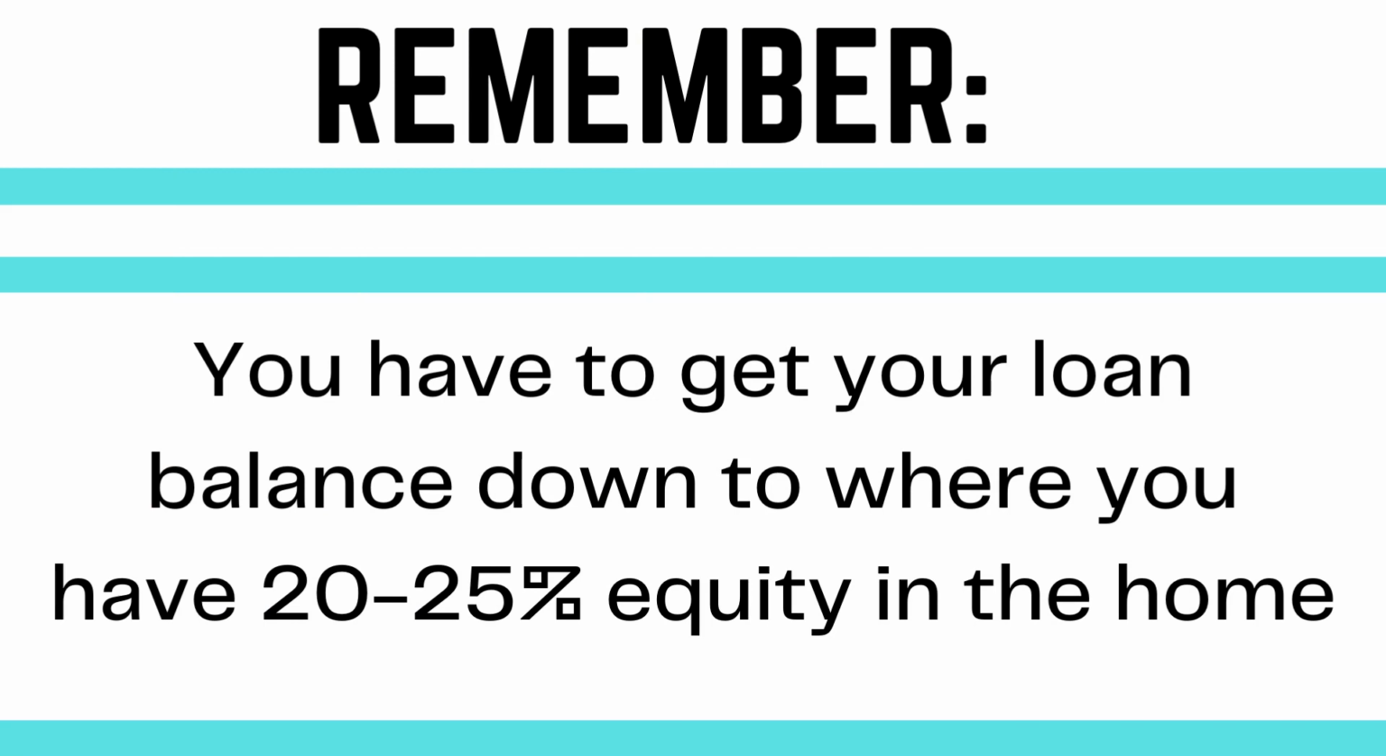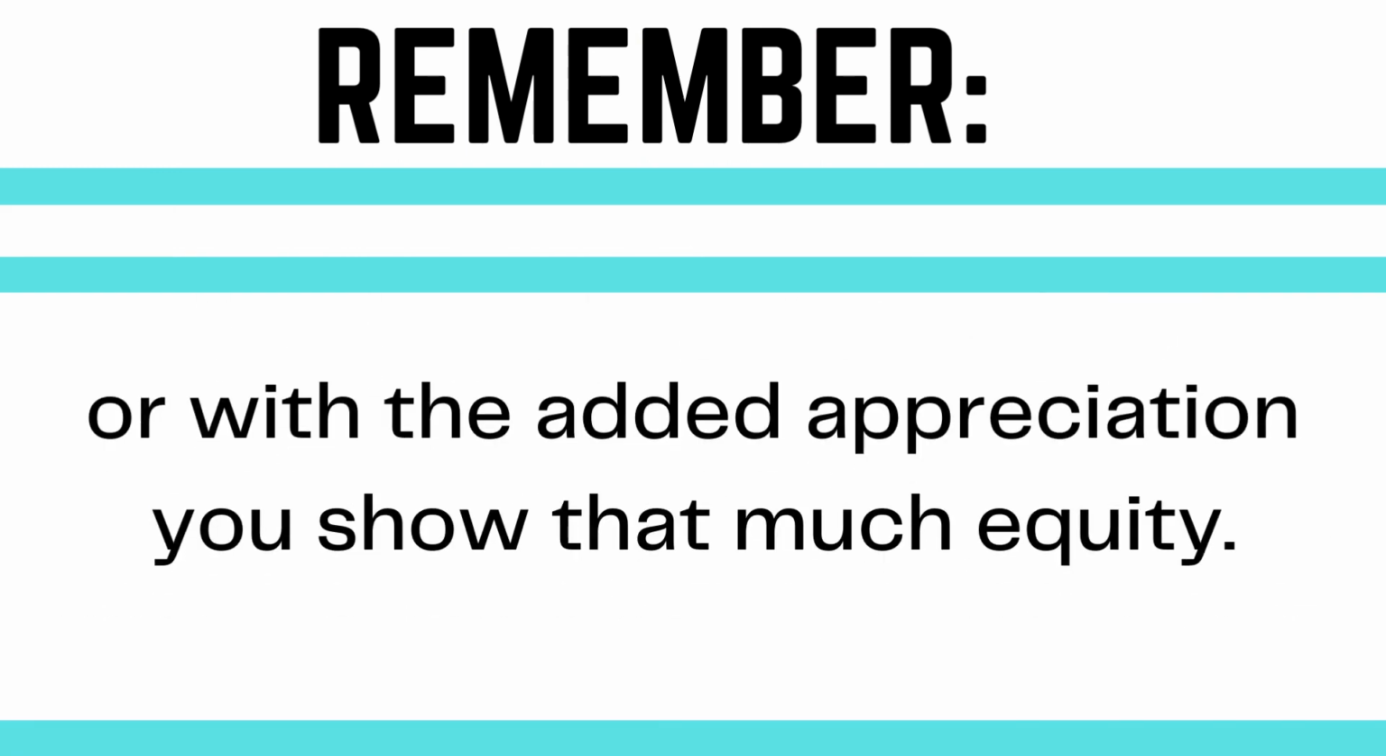What happens if the home has appreciated significantly and you want to tell the lender, hey, look, my home has shot up in value, plus I've paid it down a little bit, I want my PMI removed? This is the more common situation, and let me walk you through how we handle that. So in this one, let's remember that you do have to get your loan balance down to where you have at least 20 to 25% equity in the home. Or with the added appreciation, you show that much equity.